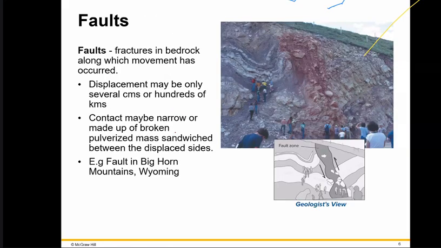The second type of fracture is called what? Faults.